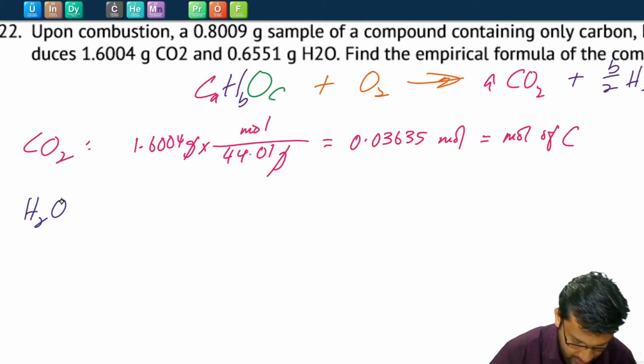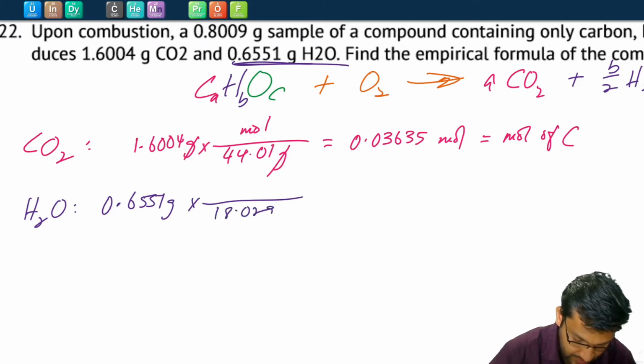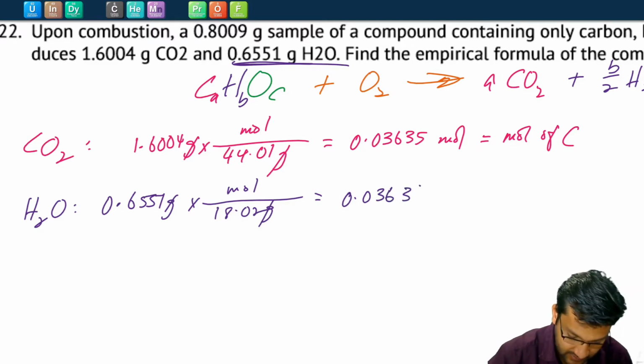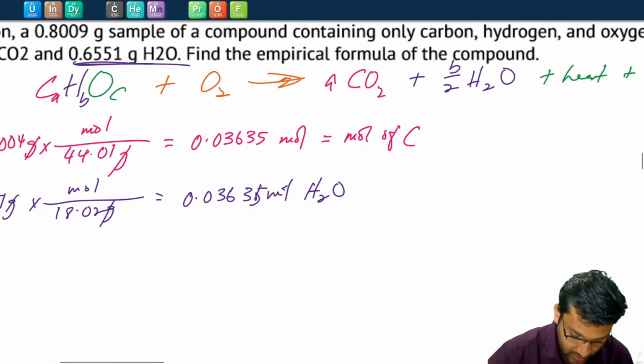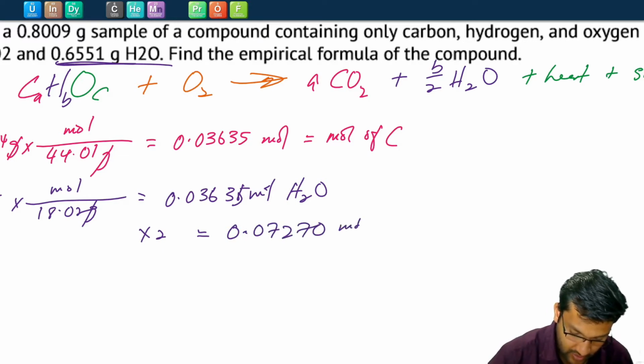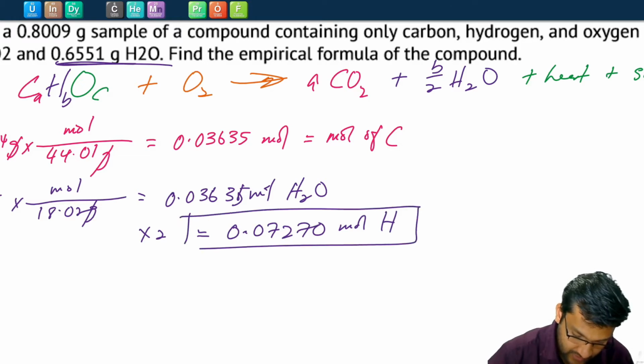Let's look at water now. The mass of water from the question is 0.6551 grams divided by the molar mass of water, 18.02 grams per mole, which you can calculate with what I've just memorized. Gives us 0.03635 moles of H2O, which you multiply by 2, gives us 0.07270 moles of hydrogen. So we have our moles of hydrogen and we have our moles of carbon.